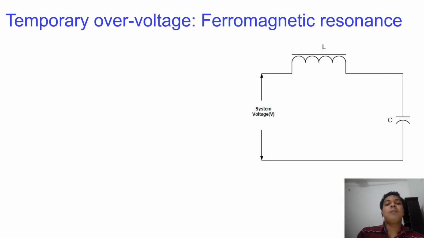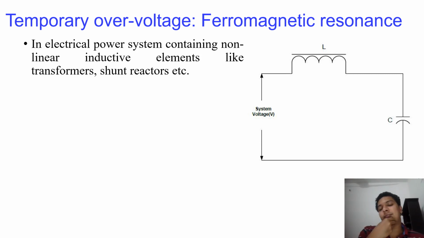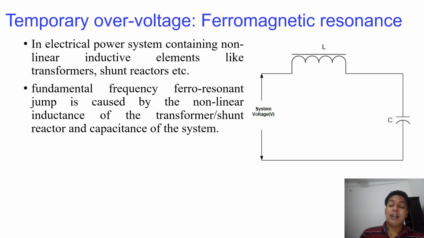Another thing is the temporary over voltage due to ferromagnetic resonance. In an electrical system, you have capacitors and inductances all along, right? You have shunt reactor, you have transformer, you have lightning arrestor, you have the whole capacitor bank. So when a sudden switching operation happens, under such conditions this L and C circuit can go into resonance, right? So at such conditions, ferroresonance, or ferromagnetic resonance, can take place. That also can induce higher voltage levels in this system.